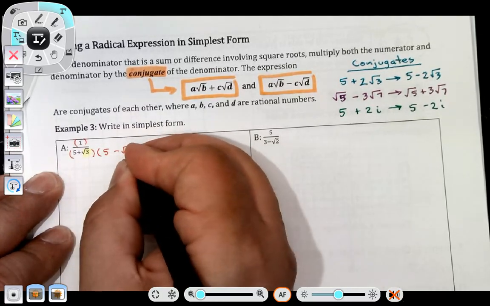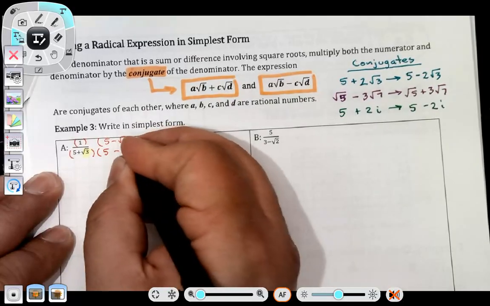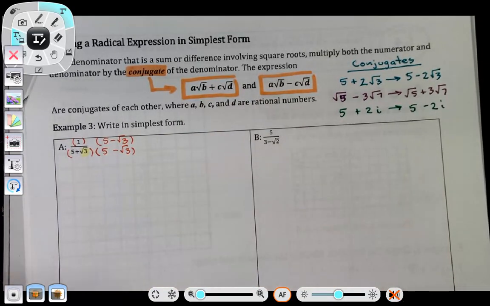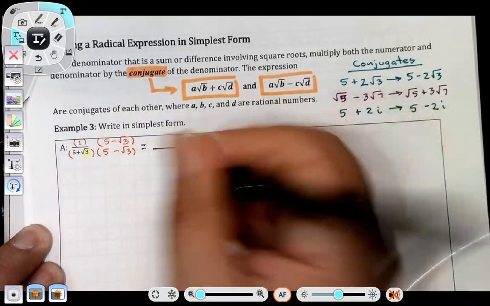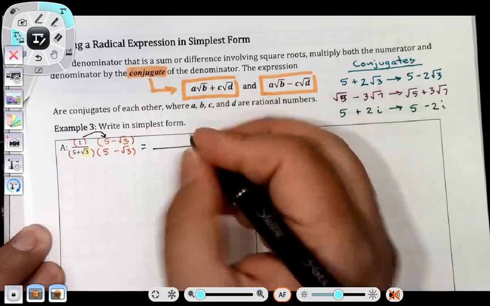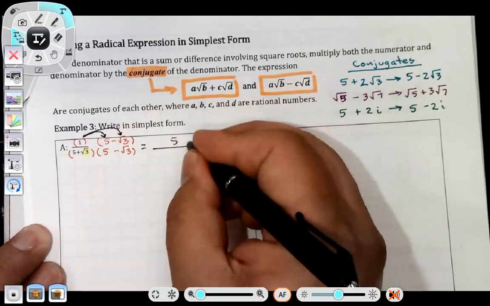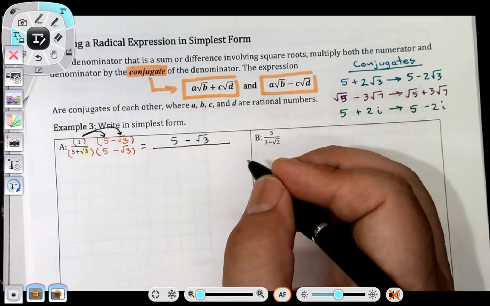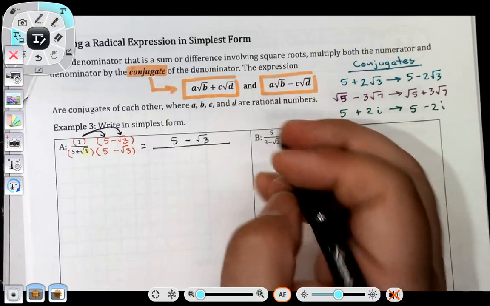5 minus radical 3. And you have to do the same to the top. So here we go. We're just going to multiply. This is old school multiplication, Algebra 1 stuff. 1 times 5 is just 5. 1 times negative radical 3 is negative radical 3. And yeah, that one's done, because it was just a 1. Didn't do much. The bottom is the one you've got to watch out for.